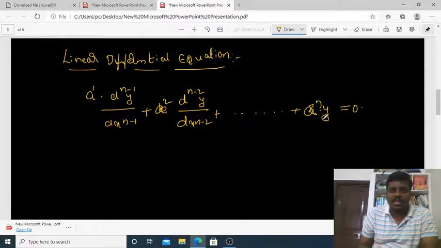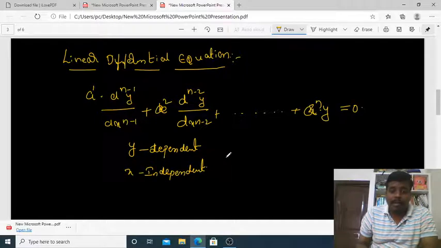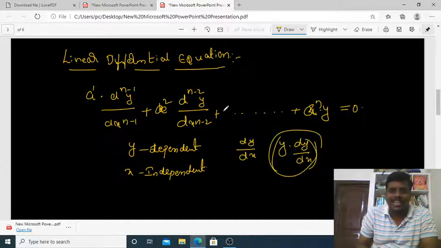In this differential equation y is the dependent variable, x is the independent variable, and dy by dx is the derivative of the dependent variable. Terms like y into dy by dx are not acceptable in the linear differential equation.